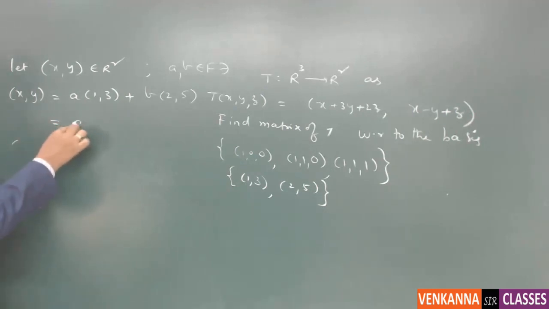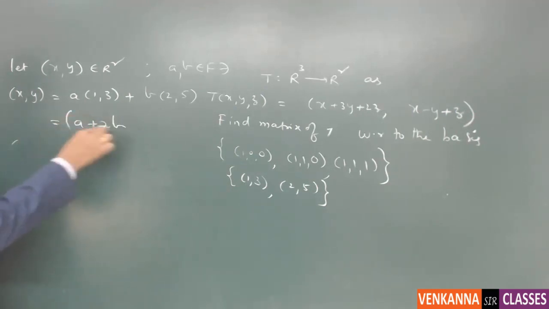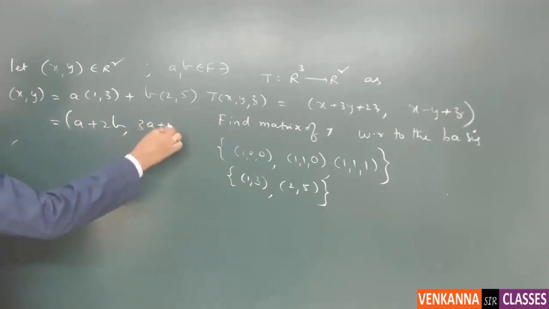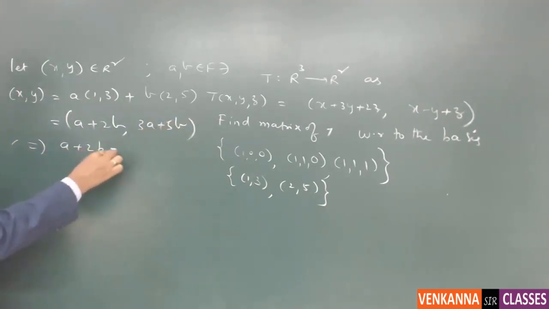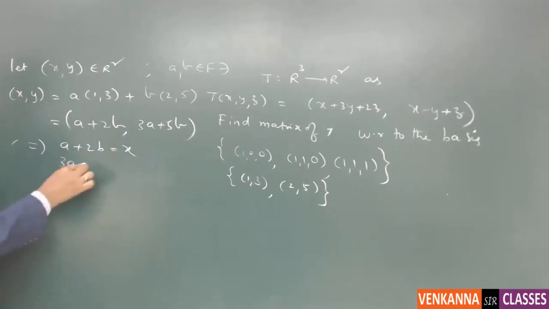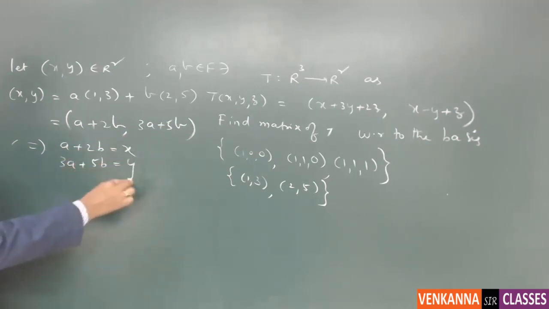So this is equal to (a plus 2b, 3a plus 5b). Equating the values, we have a plus 2b is equal to x, 3a plus 5b is equal to y. Now can you solve and give me the values of a and b? Can you do that? What is the value of a and what is the value of b in terms of x and y?